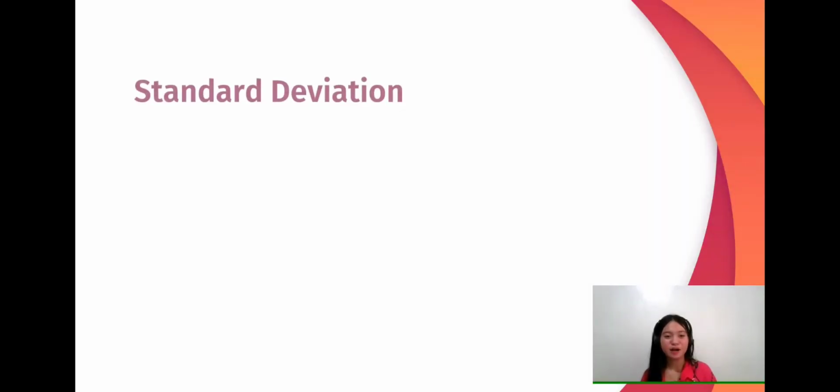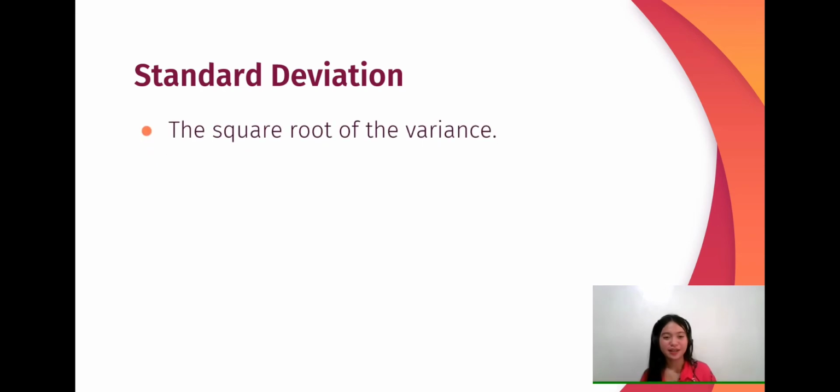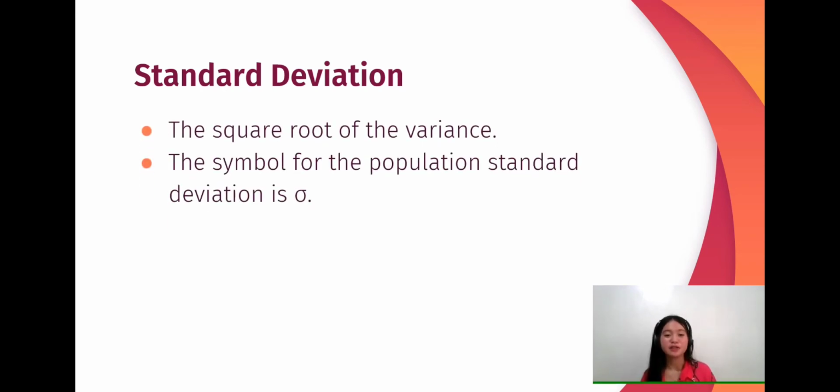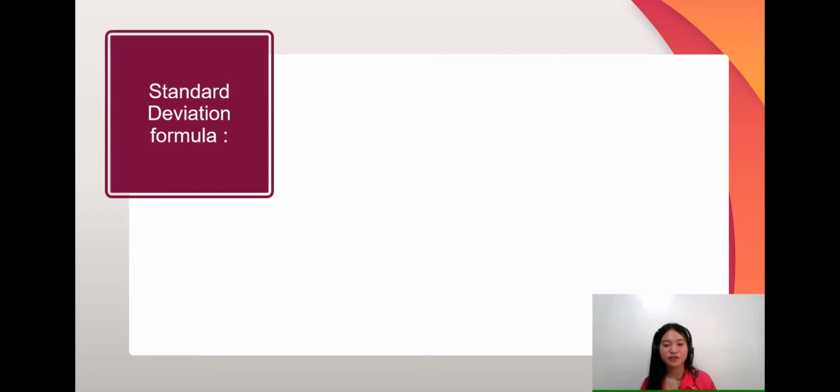Then, let's talk about the standard deviation. It is the square root of the variance. The symbol for the population standard deviation is the lowercase letter sigma. Then, the standard deviation formula.